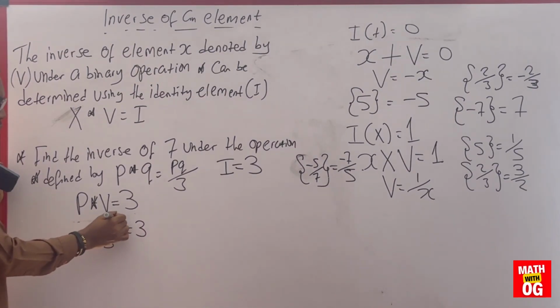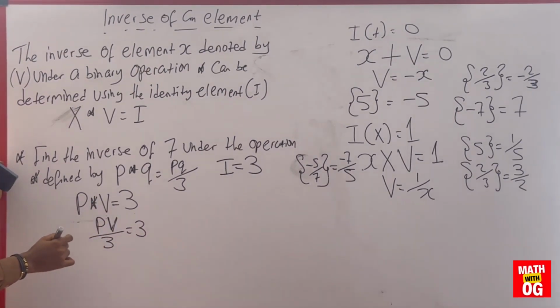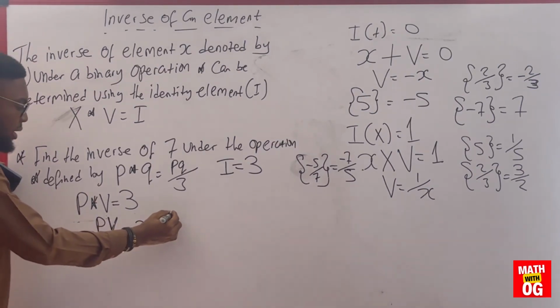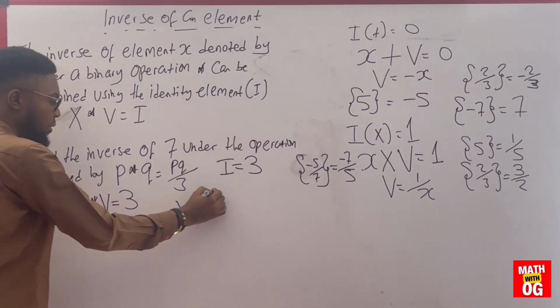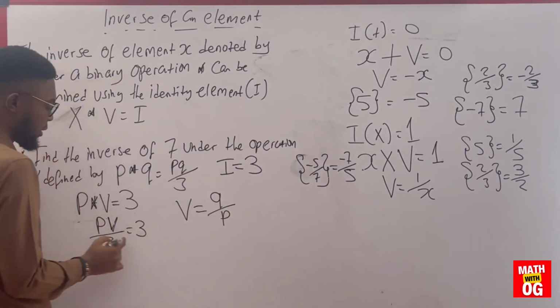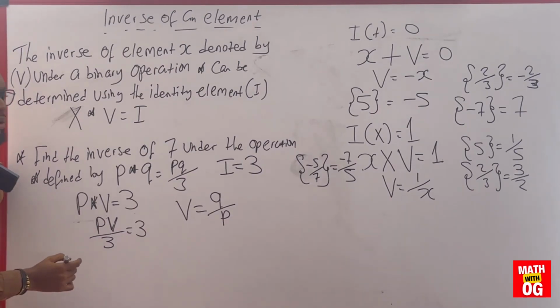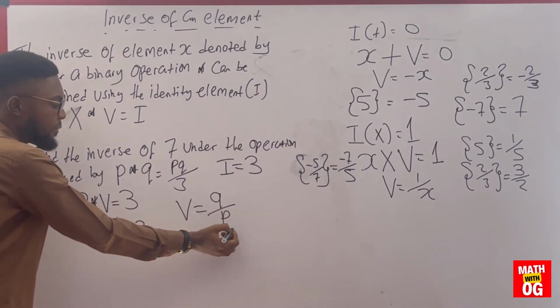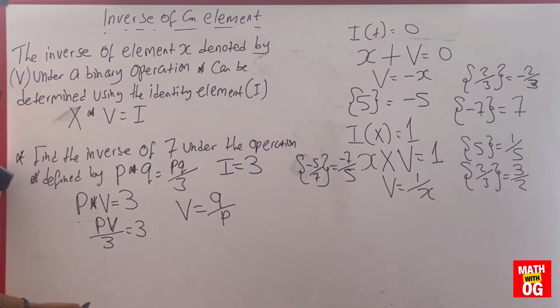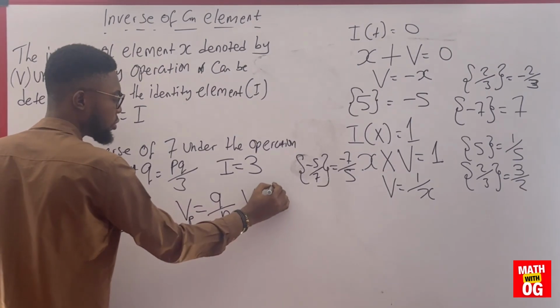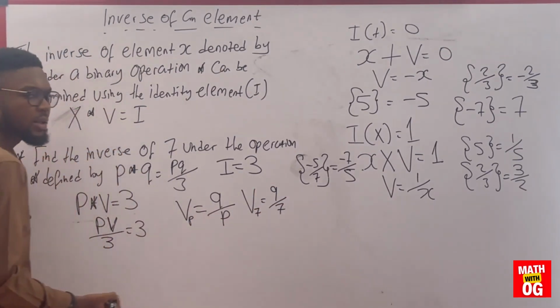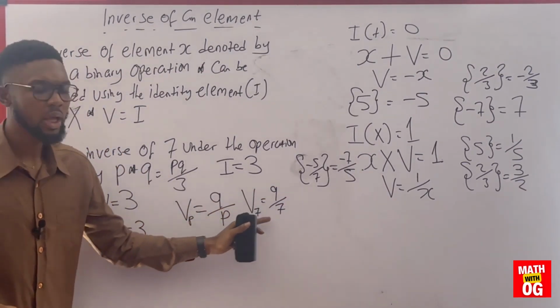Now I want to make V the subject of the formula because I'm looking for the inverse of P. Making V the subject of the formula, V will be equal to 3 multiplied by 3, that will give us 9 all over P. So V will be equal to 9 over P. So for every given term, the inverse of P is equal to 9 over P. So what will be the inverse of 7? The inverse of 7 will be equal to 9 all over 7. As simple as that.